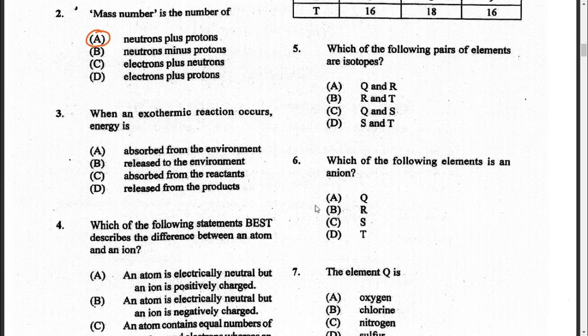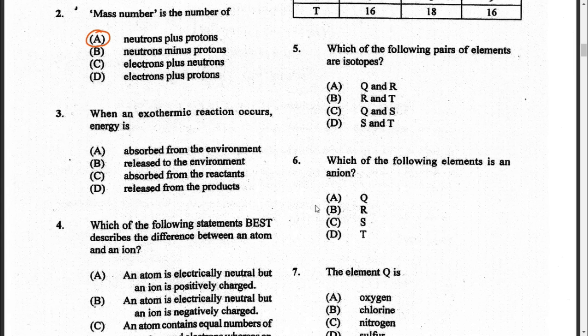Question 4. Which of the following statements best describes the difference between an atom and an ion? A, an atom is electrically neutral, but an ion is positively charged. What about the negatively charged part of it? So it cannot be A. B, an atom is electrically neutral, but an ion is negatively charged. It still doesn't account for the positive ion at the same time.